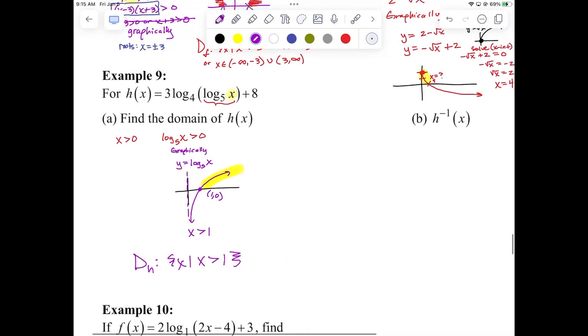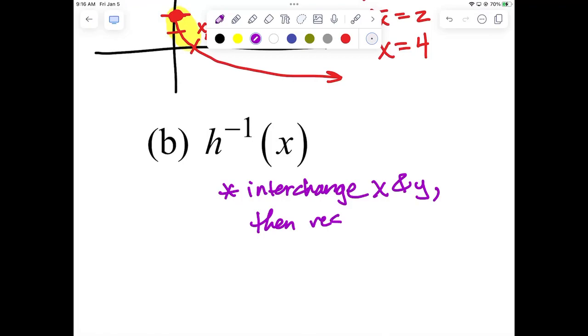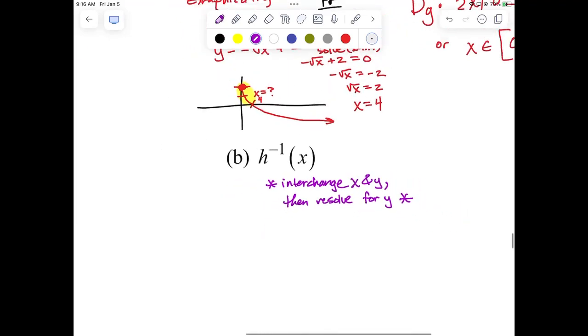All right. Here's something that was similar to, I think, a question in your homework. I was going over it with Peyton this morning. I want to find the inverse function of h of x. So if you remember how to find the inverse function, you interchange x and y, then resolve for y. That's how you find the inverse of a function.